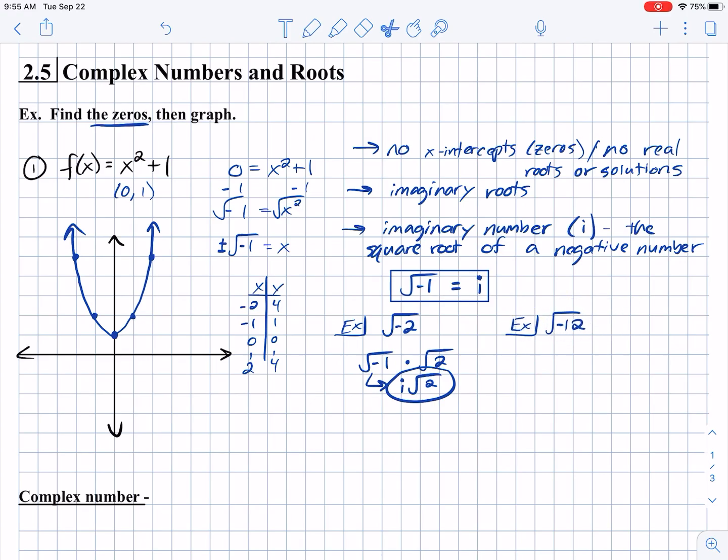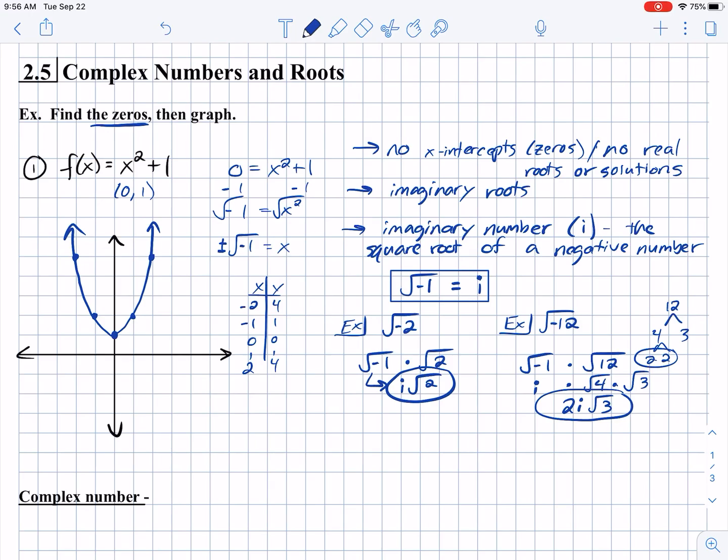Let's try root -12. Remember, you can always just take out the negative as i if you'd like, or you can write this as root -1 times root 12, and you can really see where that imaginary i came from. So there's our i. Imaginary number means we had a negative underneath our radical. And then you can't forget for 12, we need to pull out perfect squares because 4 is a perfect square, and you can take out 2, right? You can rewrite the root 12 as root 4 times root 3, and root 4 is a perfect square. So when we simplify this all the way down, we get 2i root 3, okay?